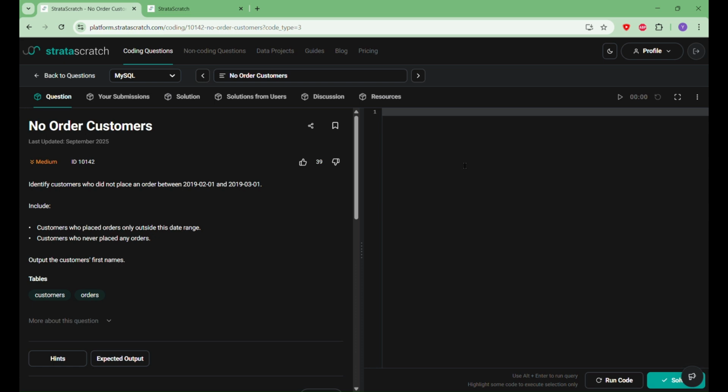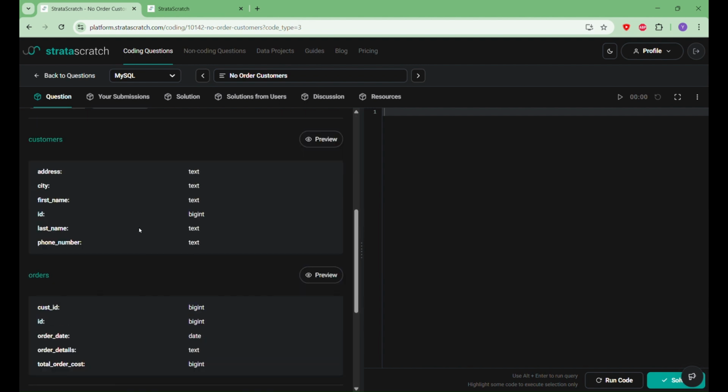Okay, so today we'll do one question, that is no order customers. We have to find the customers who did not order between these two dates, and we have to include the customer name who did not place an order inside this range, and customers who did not place any order. So these are our two columns. We need to concatenate them on ID and customer ID.